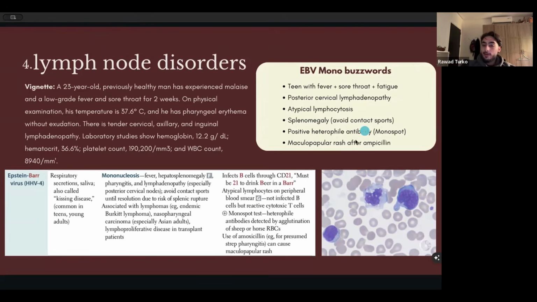So positive heterophile antibodies, so monospot tests, sometimes they could say agglutinate with horse RBCs or sheep RBCs. That's also mononucleosis. And a maculopapular rash after ampicillin. If you give ampicillin and then you see maculopapular rash in a patient with all of these symptoms, then it could also point towards mononucleosis. Okay. So again, fever, hepatosplenomegaly associated with lymphomas. Sorry, this is for EBV. Okay, but I just want you to focus on this part here. So avoid contact sports until resolution due to risk of splenic rupture. Okay, and these are the atypical lymphocytes that we see.